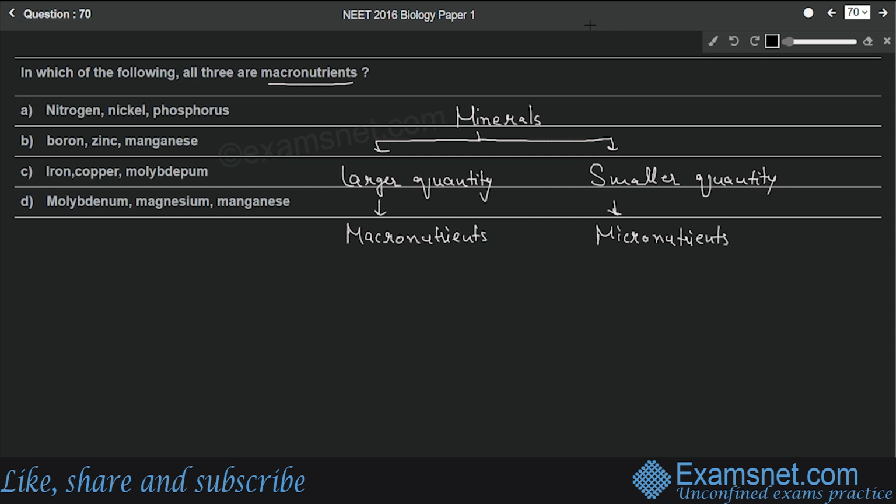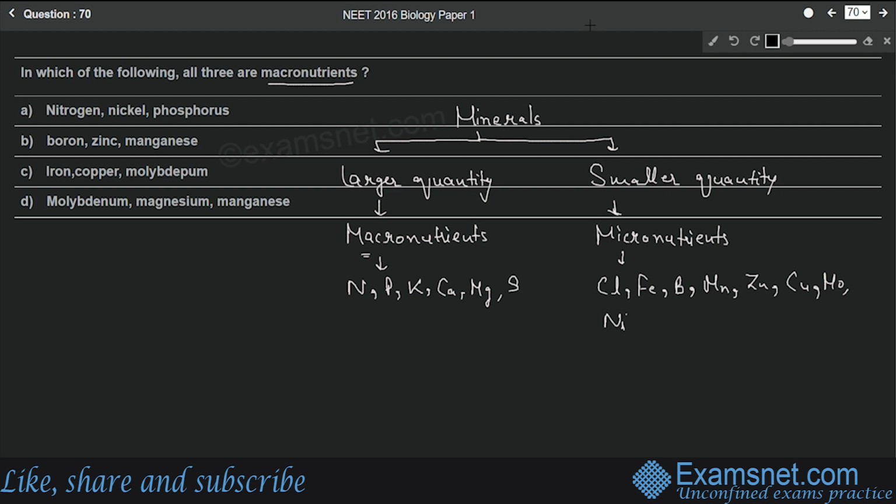Now let's see the examples of macronutrients and micronutrients. The macronutrients include nitrogen, phosphorus, potassium, calcium, magnesium and sulfur. And micronutrients include chlorine, iron, boron, manganese, zinc, copper, molybdenum and nickel. Okay. Now let's come to the options.